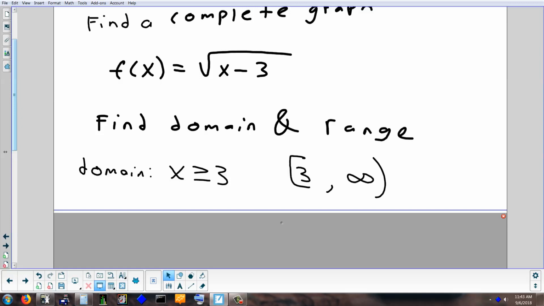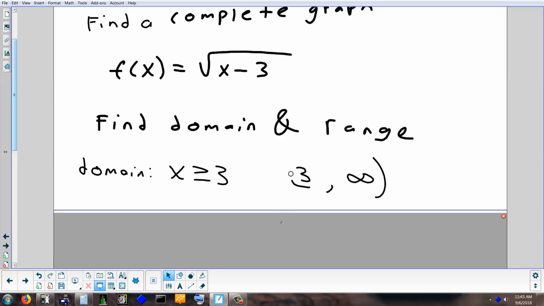The number on the left is the low. The thing on the right is the high. So from 3 up to infinity. But I put a parenthesis on infinity because you can't ever reach it. If you put a bracket on infinity, that means you can reach infinity. You can't. So infinity always has a parenthesis on it.